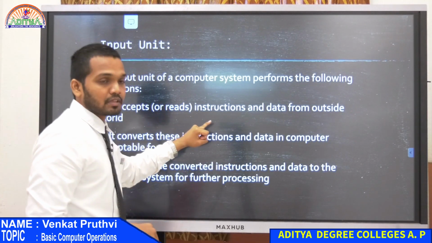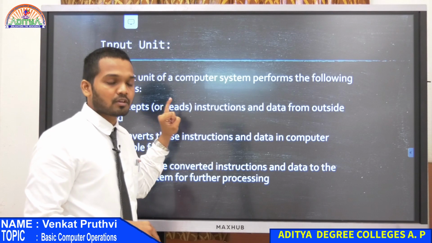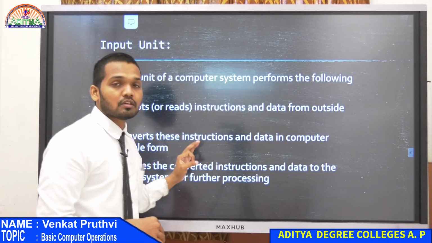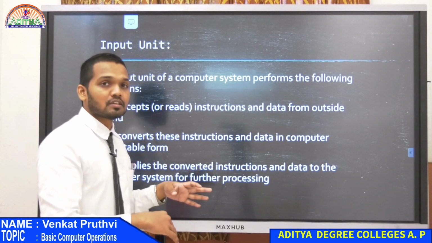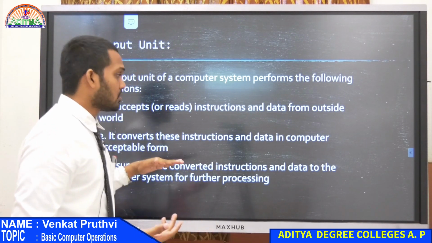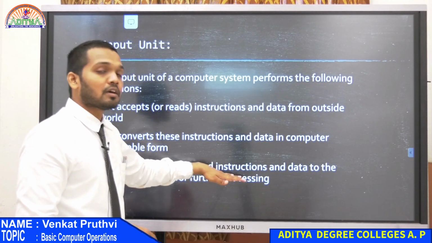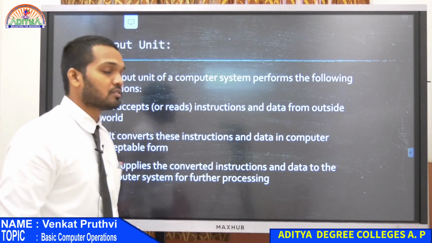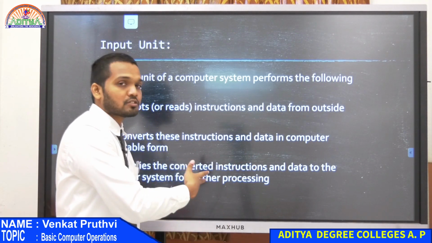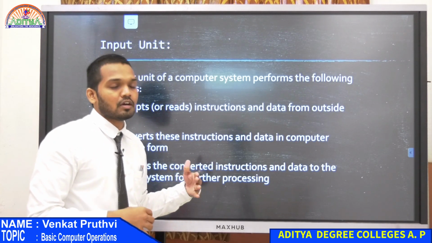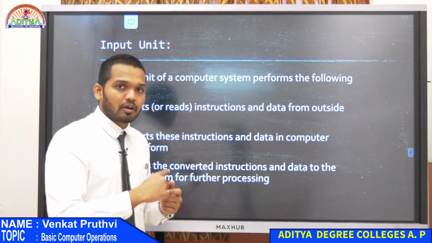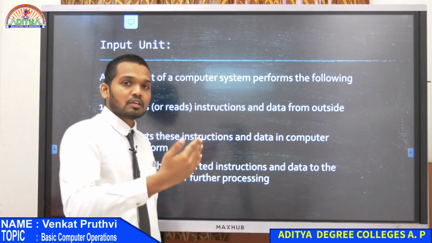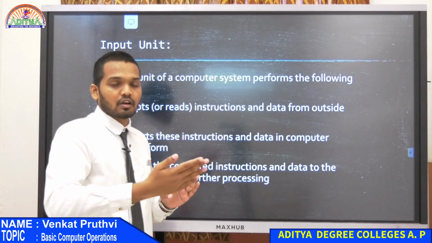So, first it is accepting the instructions and data from the outside world, let us say in English language, and then it is converting these instructions and data into the computer acceptable form. Once it converts it into the machine language, that code is supplied to the CPU. It supplies the converted instructions and data to the computer system for further processing. The CPU, the arithmetic and logical unit, understands whatever operations need to be done, performs those operations, gives the data back to the primary storage, and from there it will be transferred to the output unit.